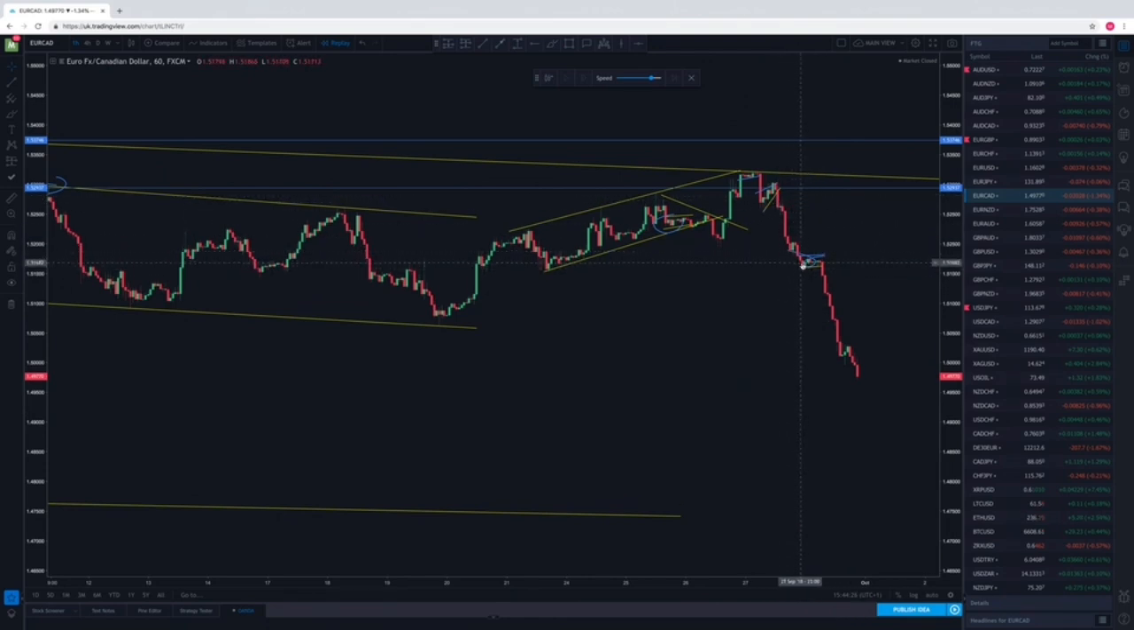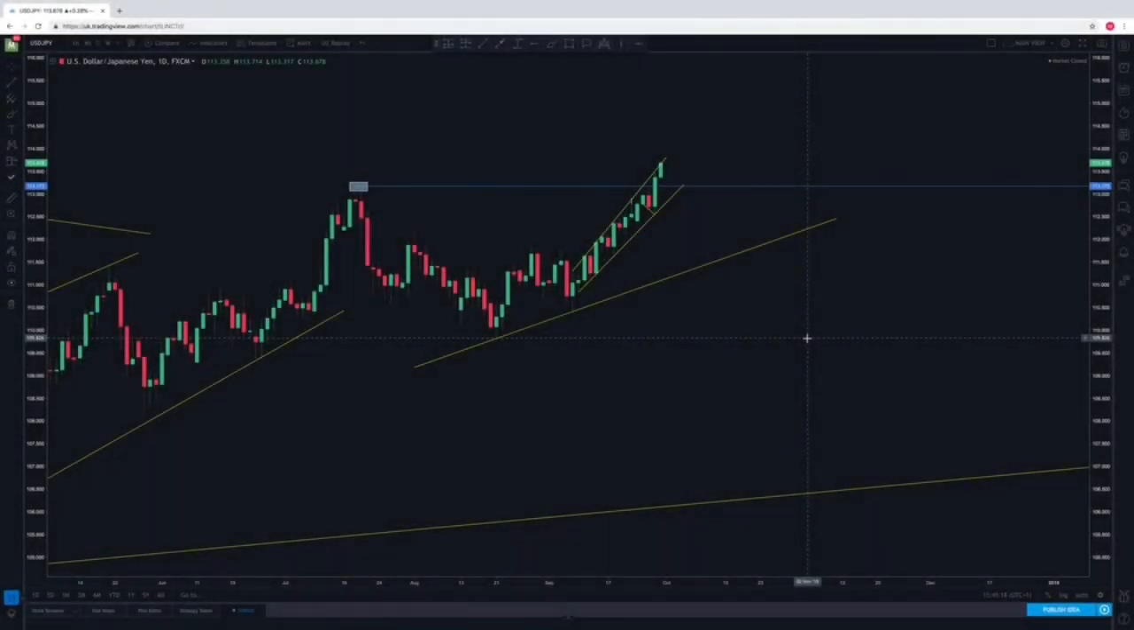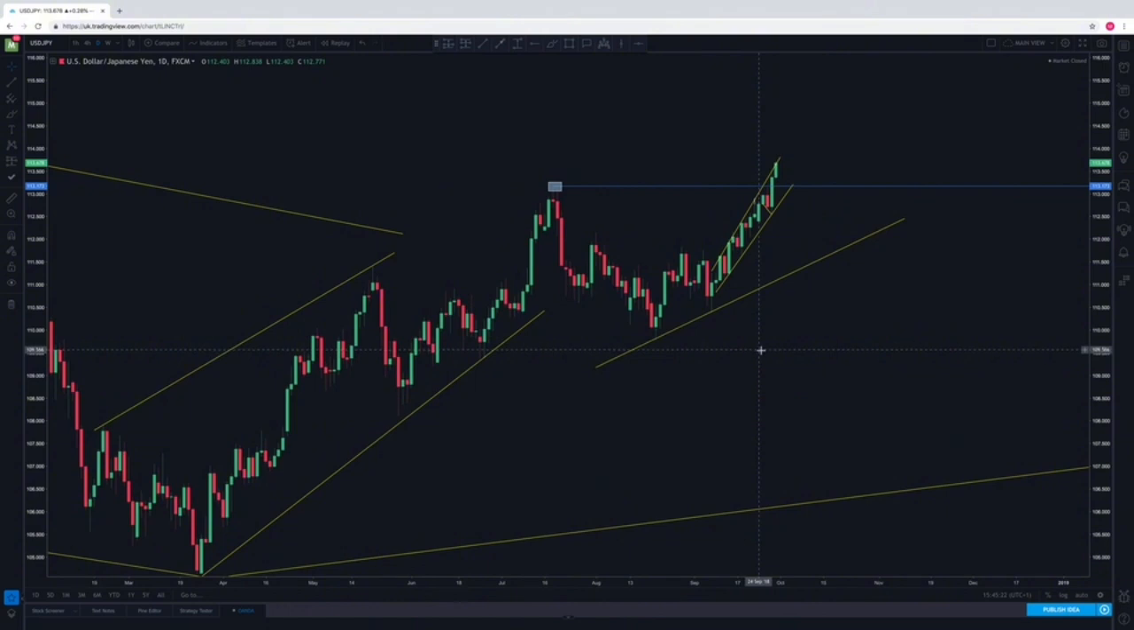So that's reduced risk. Now I just want to get into a couple of risk entries to provide some clarity on that as well. So let's dig into that. So now let's take a look at some risk entry positions. So I want to start off with dollar yen. So with dollar yen, let's take a look.